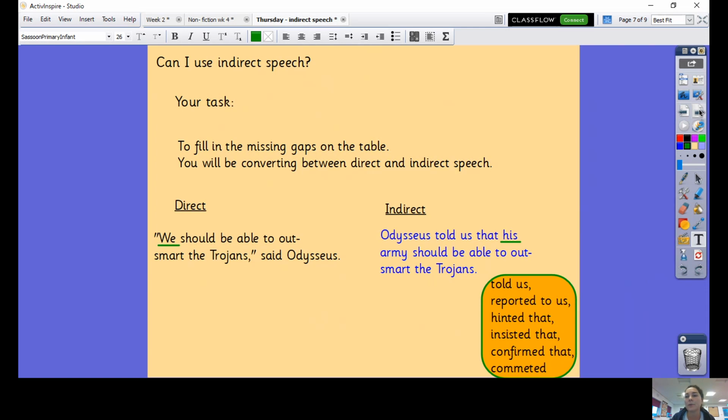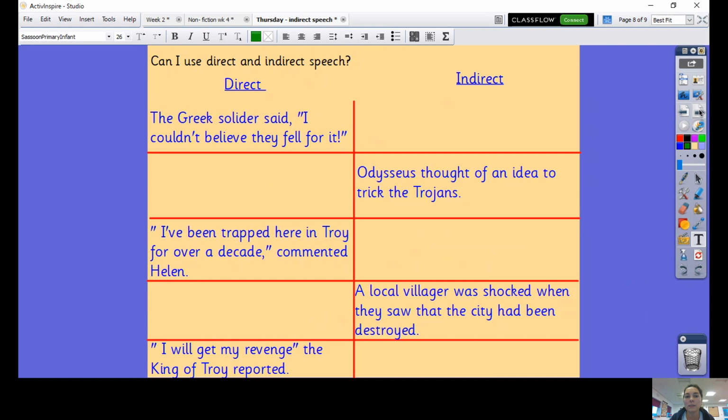Okay, so you will need to pause the video now and fill in the table. So some are going from direct to indirect, some are indirect to direct. So pause the video, give yourself 10 to 15 minutes to fill in these quotations. Good luck, and don't forget your punctuation. Will you need punctuation? And remember, for your indirect speech, it would be in third person.